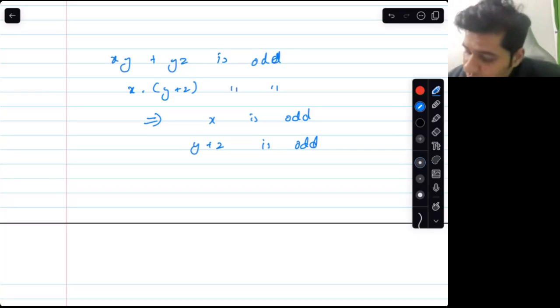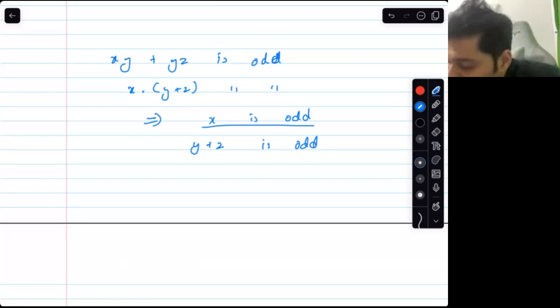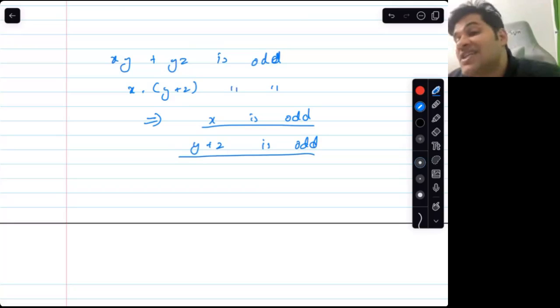Okay. Now we know about x certainly. About y and z we do not know for certain. We know that their addition is odd, but we do not know about them individually. But can I say this only means two things?